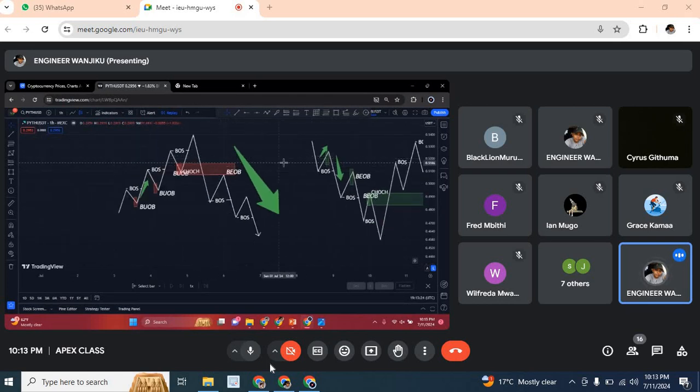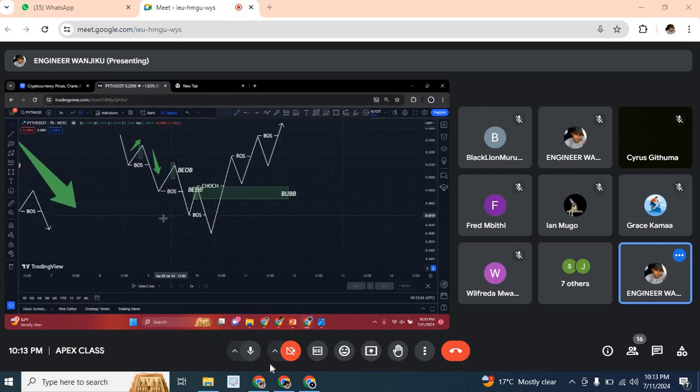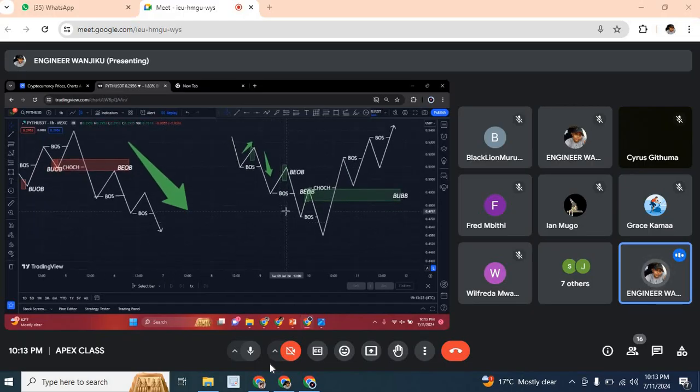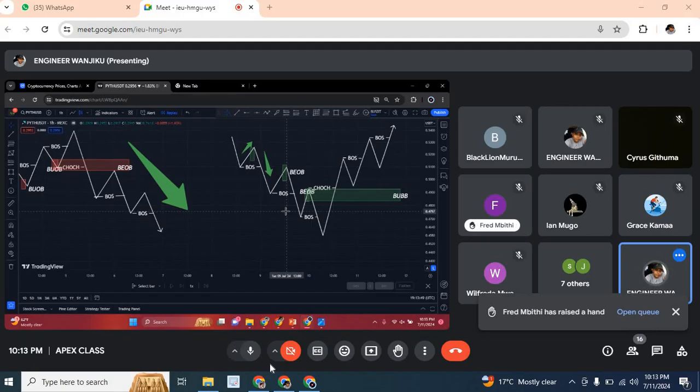Which confluence do you think, based on what we did yesterday in market structures, is the other confluence? Any trials? From this zone right here. Let me give you guys a refresher. Remember we said that, okay, Fred.